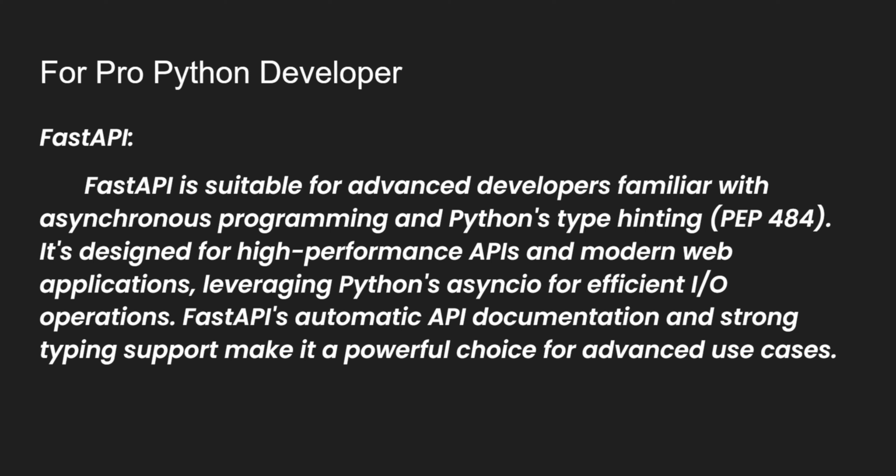And if you are a pro Python developer, then you can go with FastAPI. FastAPI is suitable for advanced developers familiar with asynchronous programming and Python's type hinting, PEP 484. It's designed for high-performance APIs and modern web applications, leveraging Python's async capabilities for efficient input and output operations. FastAPI's automatic API documentation and strong typing support make it a powerful choice for advanced use cases.